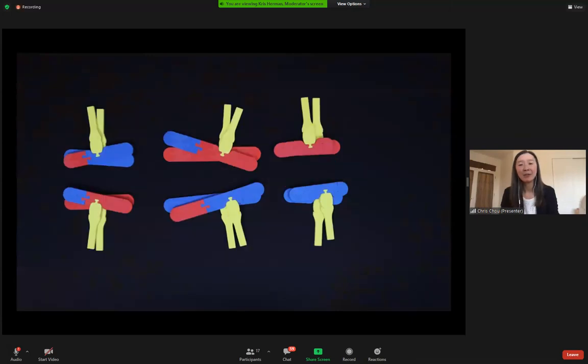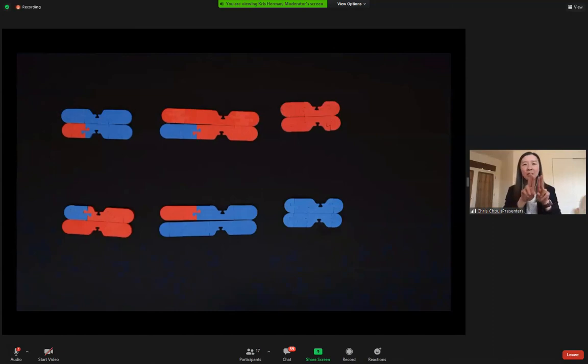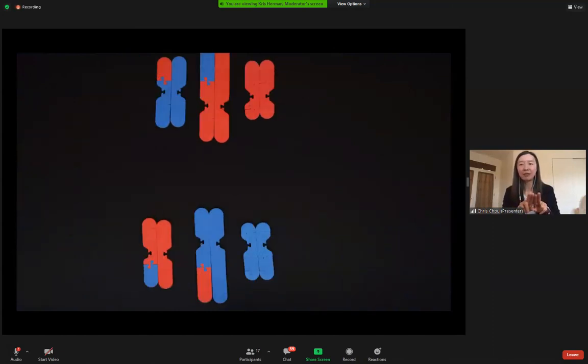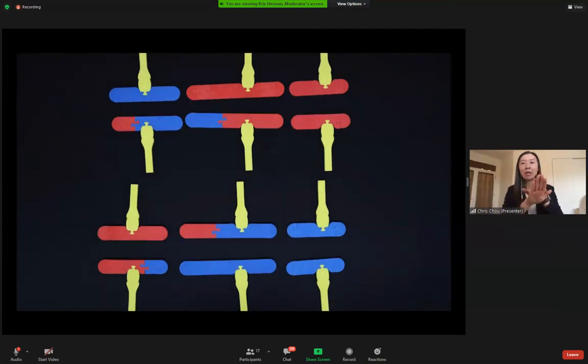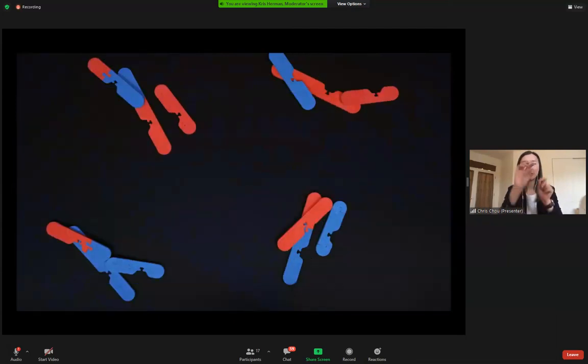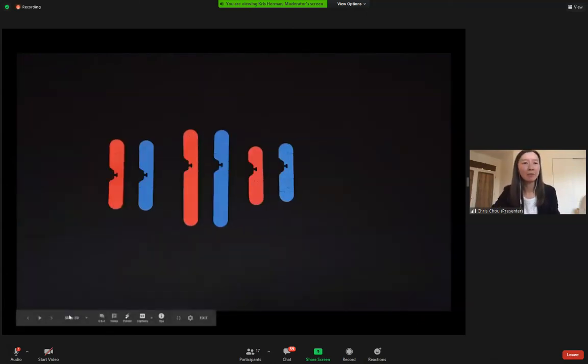So I would say that for this model, having it static in 2D of these chromosomes next to each other is probably a disservice to the use of this model. And like Lucy was saying, maybe just laying them on top of each other. And that way you can see that crossing over happen in those homologs lining up together.